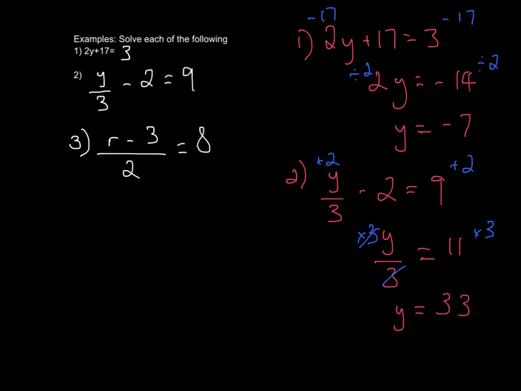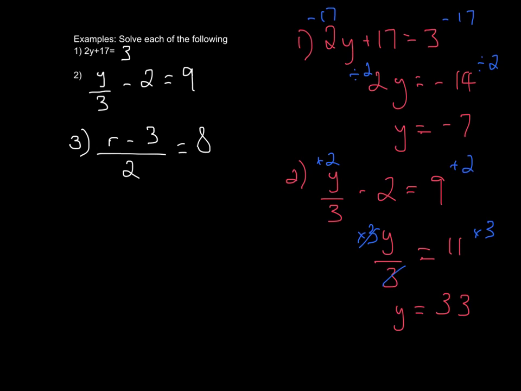You can check these along the way to make sure you're right. So for example, we've found that y equals 33. If we plug that into our original equation here, y is 33 divided by 3. That's 11. Subtract 2 from that, and that will equal 9.